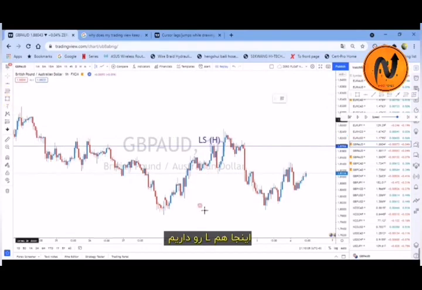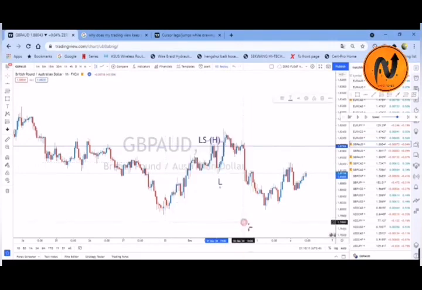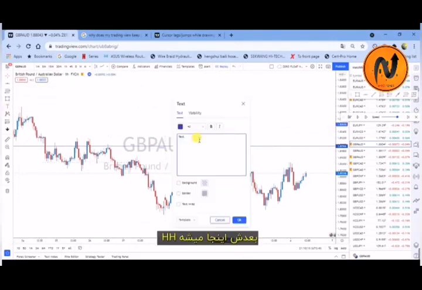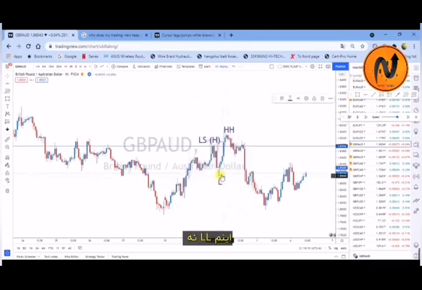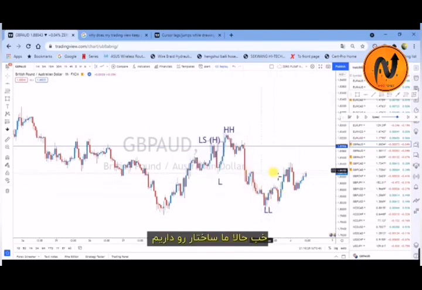So we have another here, which is the low. Then this is the higher high. This is the lower low. Okay, so now we have the structure.